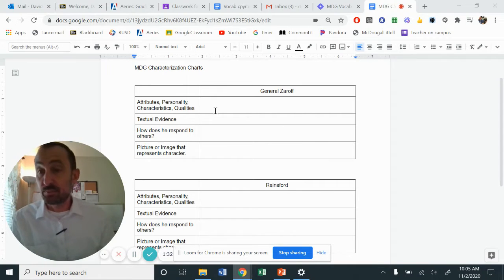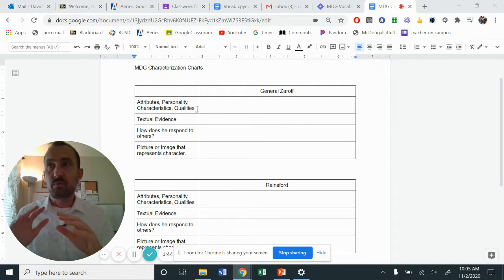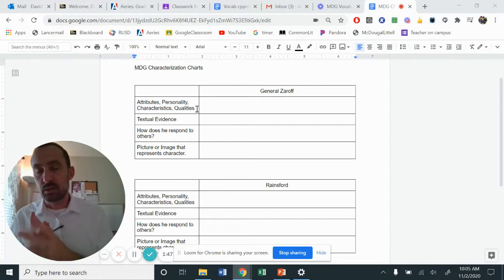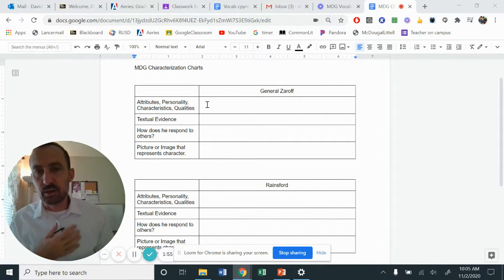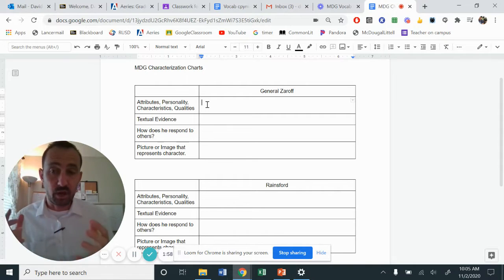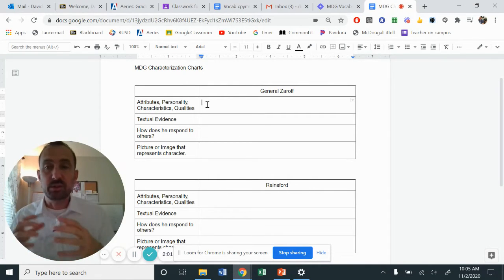So this activity has been done before. You have identified attributes, personality, characteristic qualities of a character, like when we did this for George and Lenny, or for Mademoiselle, or Doodle and his brother, the narrator. When we pull them apart, what is their general idea? So when you look here, mark down some things for General Zaroff. What are his qualities? What are his quirks? What's his personality like? If he was to come over and have dinner with you and then leave, what would you say he's like? How would you describe him to someone else?